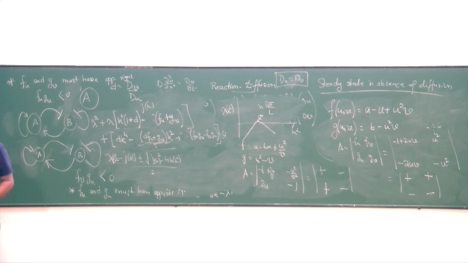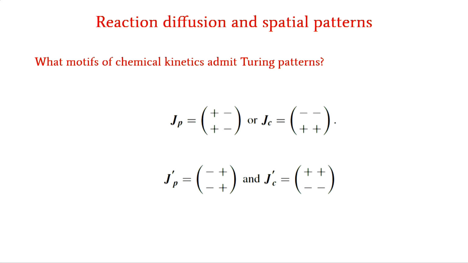So you can try to think as to what sort of motifs are going to be allowed. So here are these motifs. This is, for example, the Gierer-Meinhardt. This plus plus minus minus is like the Schnakenberg kinetics. You can try to convince yourself that these, in fact, are the only possibilities that you have in order to have pattern formation under this Turing framework.